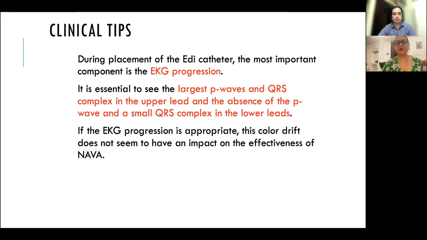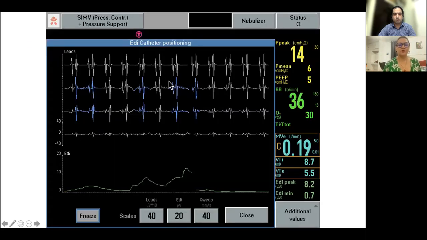And during the placement of EDI catheter, the most important is the progression of the EKG signals. And as I said, the largest P waves and the QRS complex is in the upper lead. The lowest is having no P waves and a very small QRS complex is the lowest lead. And the color is blue in between. If the EKG progression is appropriate, the color drift does not seem to have an impact on effectiveness of NAVA. So this is how it would look like. Maximum, lowest, and the blue lines in between.